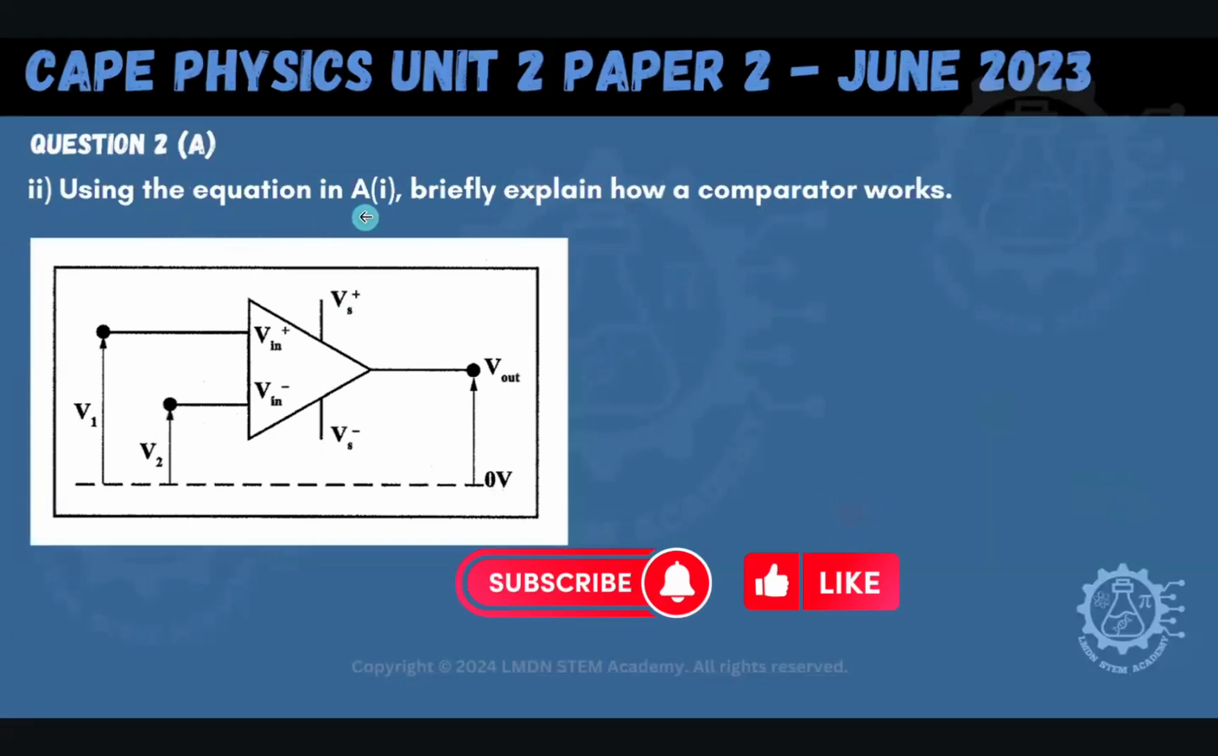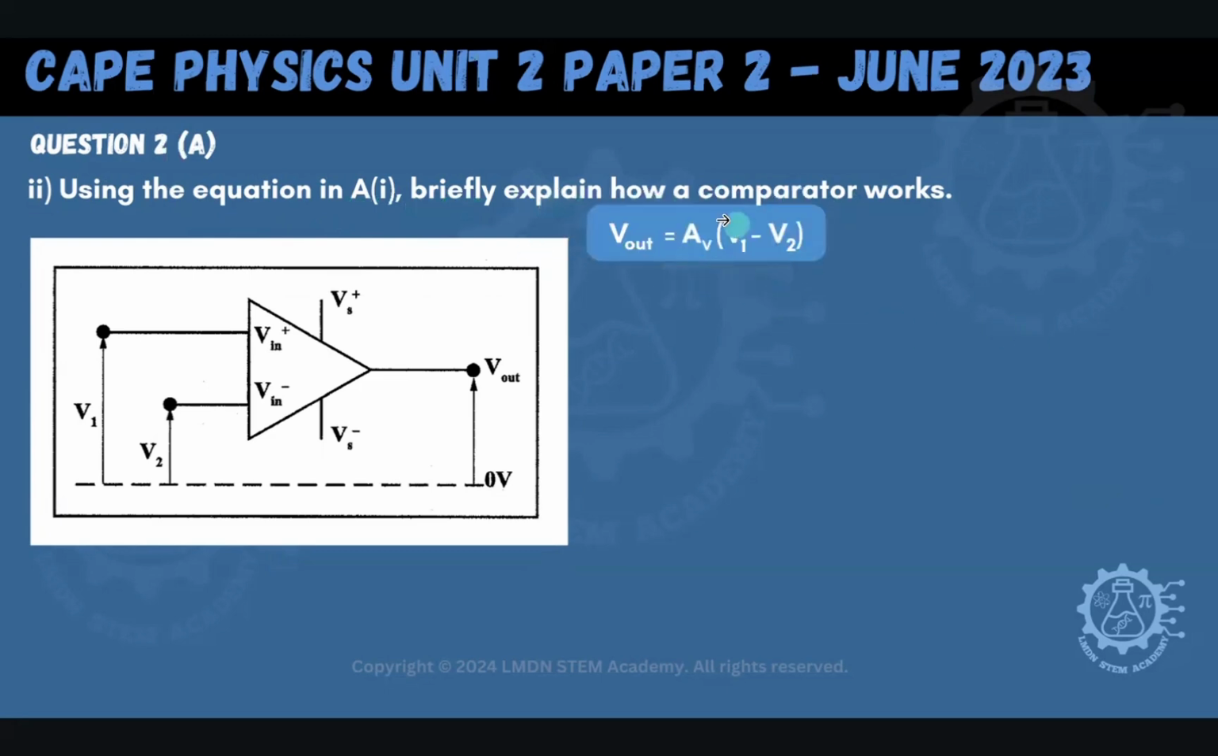Using the equation in part A1, briefly explain how a comparator works. So we're going to bring that equation back and use it to explain how a comparator works. The word comparator means that we're comparing two things, and within the context of this op-amp setup, we're comparing two voltages. That's what a comparator is fundamentally. It's comparing two voltages, specifically your two input voltages, V1 and V2.